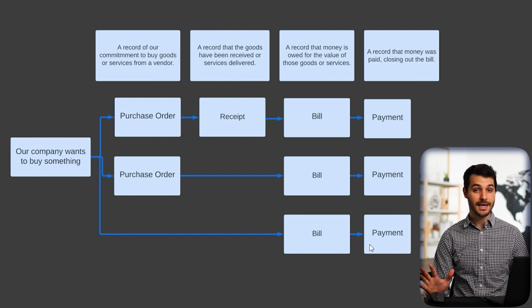So these are, again, not exhaustive of all the different patterns that can be, but these are some of the common ones. And that's it for the overview on the procure to pay process flow. In the next video, I'm going to be doing an example in NetSuite to show you how that would work.